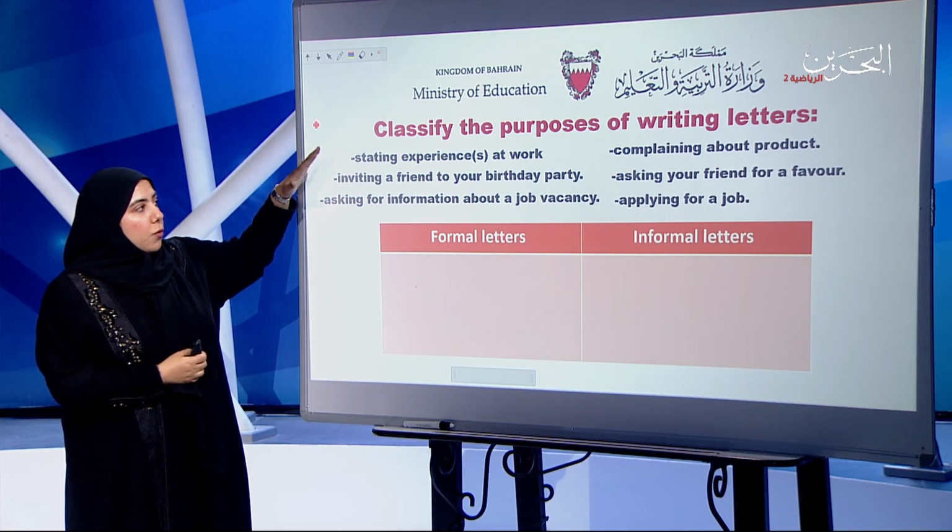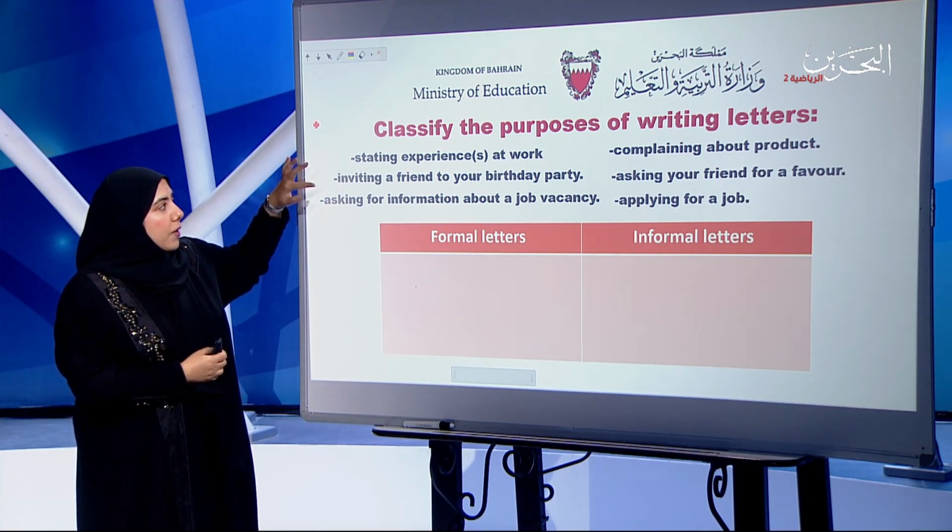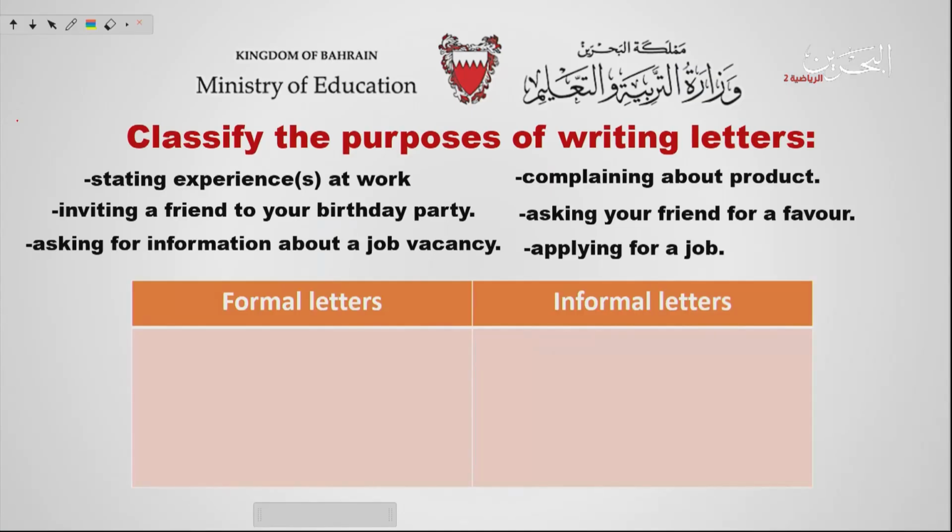Stating experience or experiences at work, inviting a friend to your birthday party, asking for information about a job vacancy, a job opening, complaining about a product, asking your friend for a favor, and applying for a job. So I'll give you 2 minutes, think about them, and then I want you to classify the purposes.